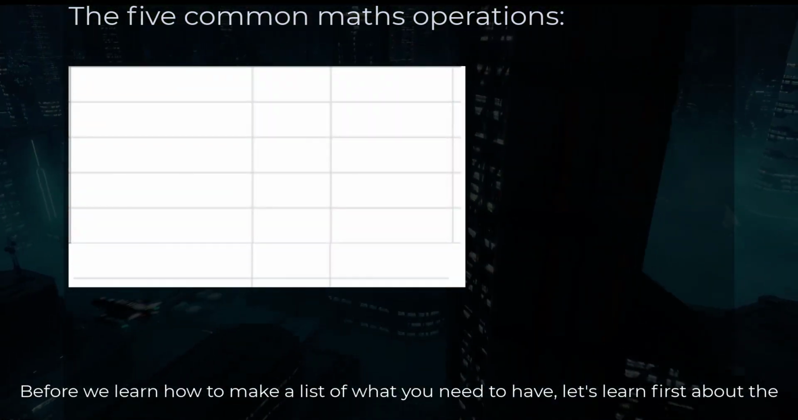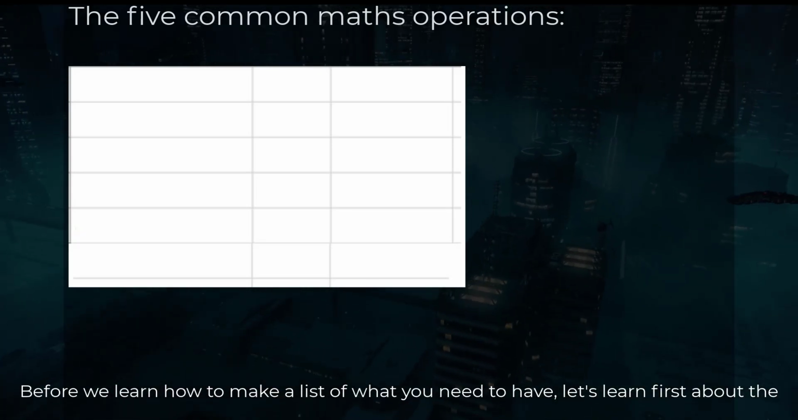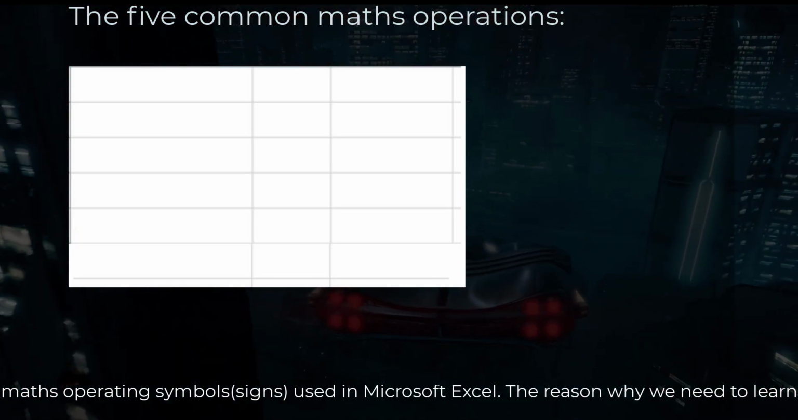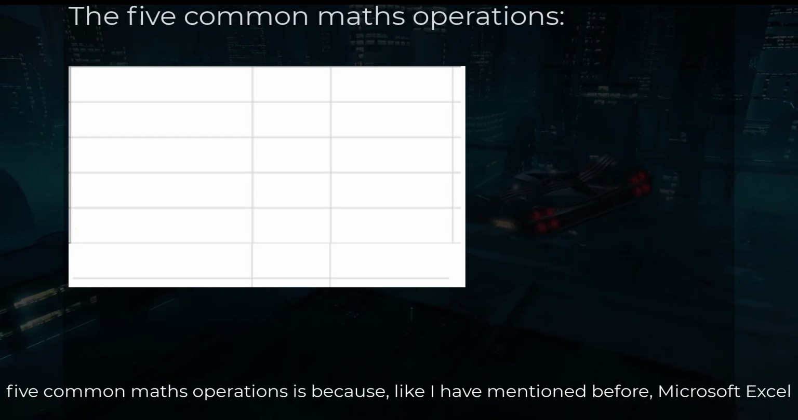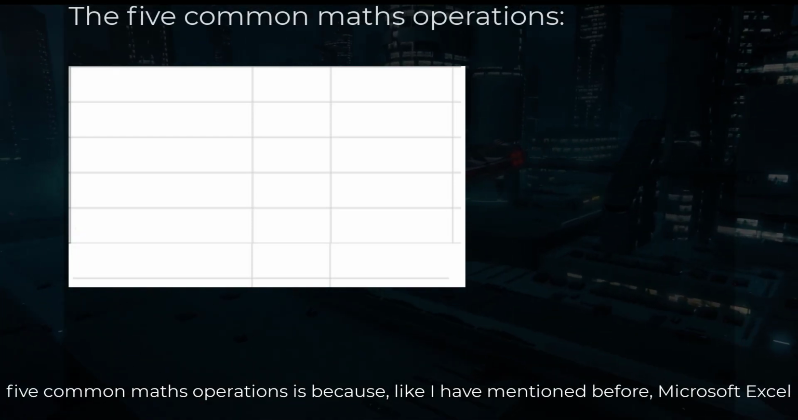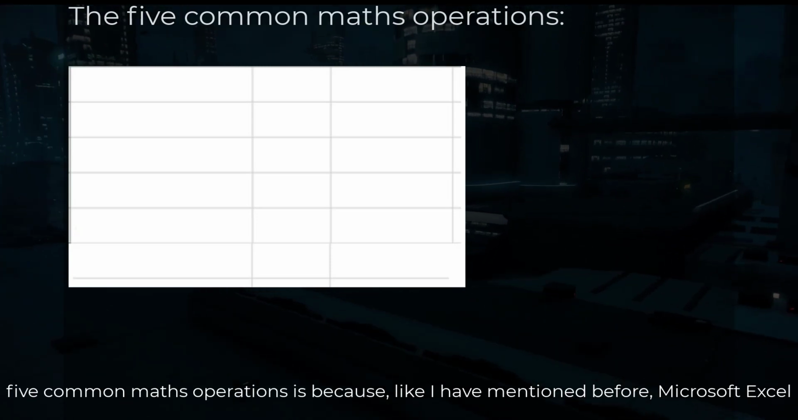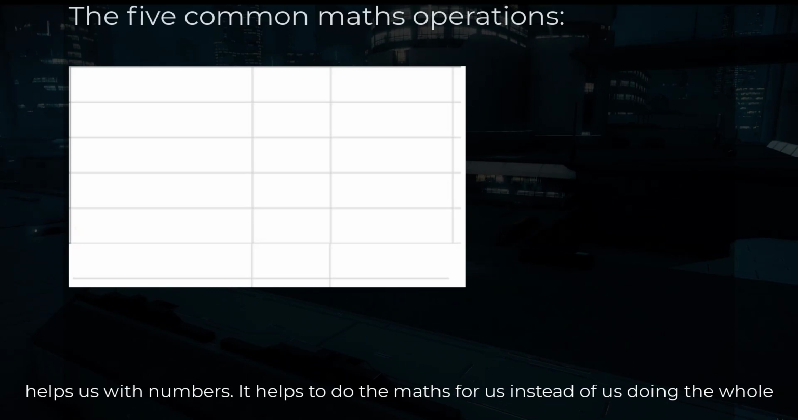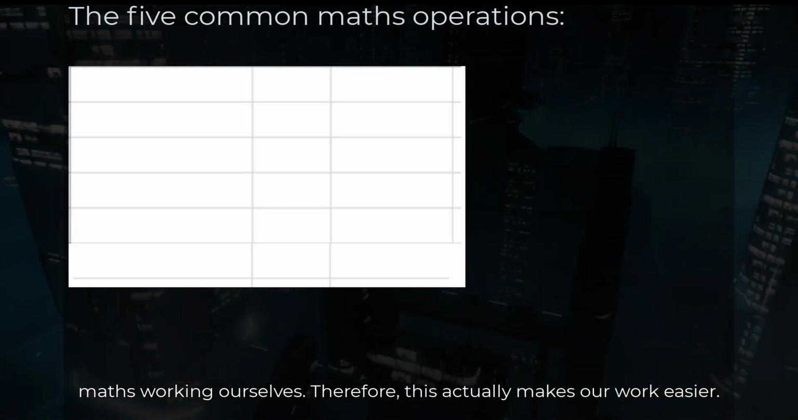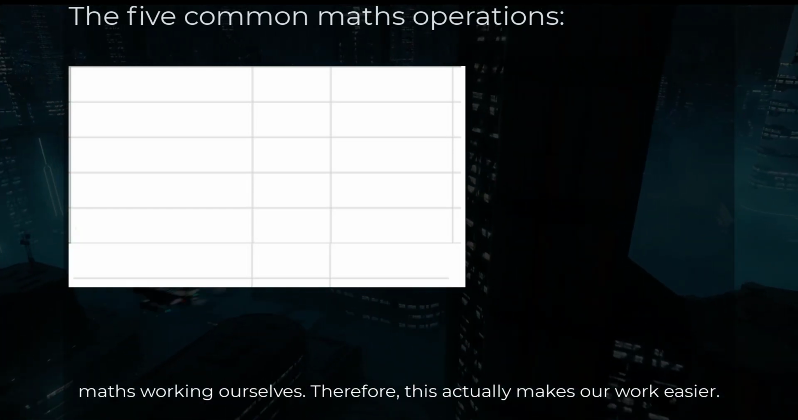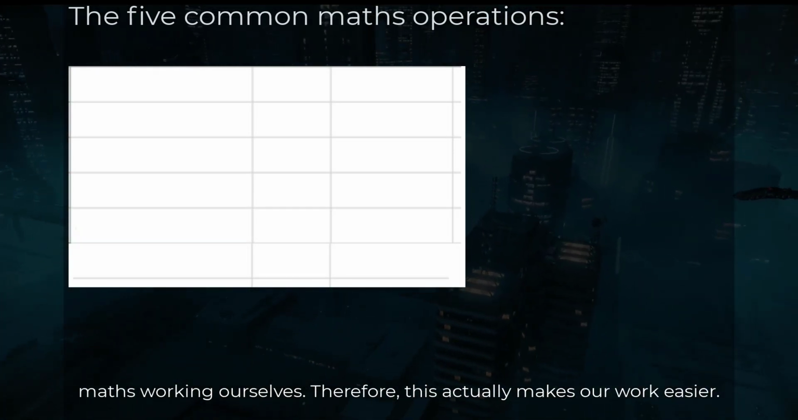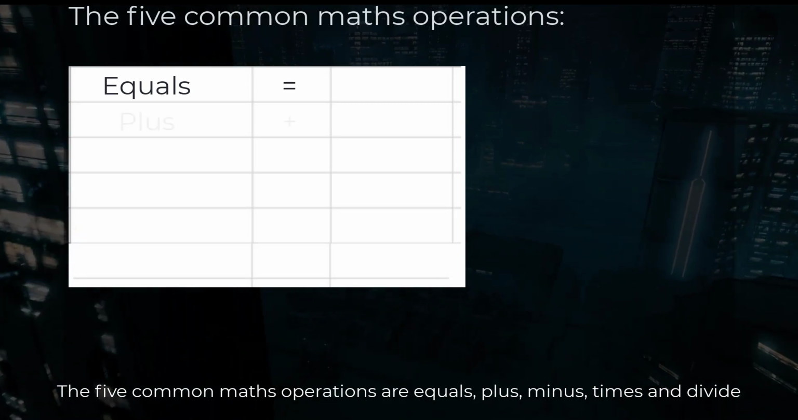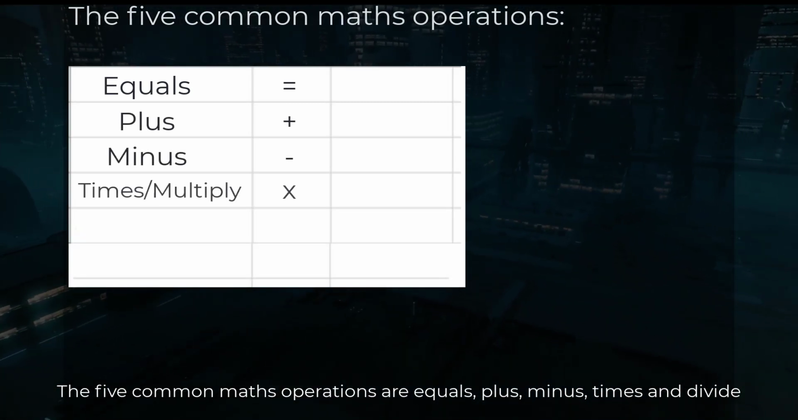Before we learn how to make a list of what you need to have, let's learn first about the math operating symbols used in Microsoft Excel. The reason why we need to learn the 5 common math operations is because, like I have mentioned before, Microsoft Excel helps us with numbers. It helps to do the math for us instead of us doing the whole math working ourselves. Therefore, this actually makes our work easier. The 5 common math operations are equals, plus, minus, times, and divide.